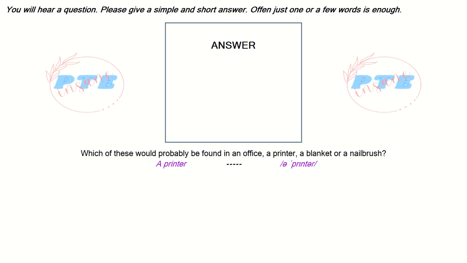Which of these would probably be found in an office: a printer, a blanket, or a nail brush? A printer.